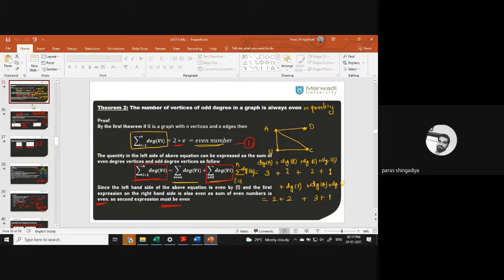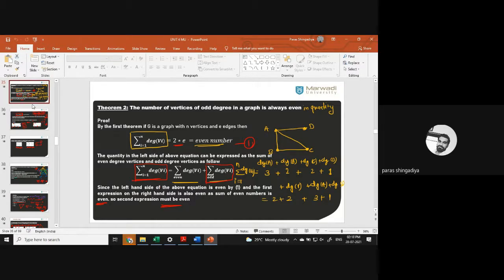This is a proof of this theorem. Okay, that statement is given. Prove that the number of vertices of odd degree in a graph is always even in quantity. Okay, so that type of theorem asks for 6 to 8 marks. Okay, we can modify this question also.